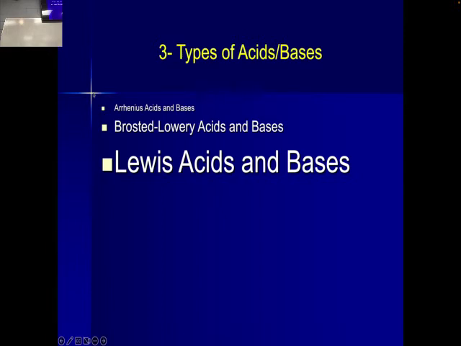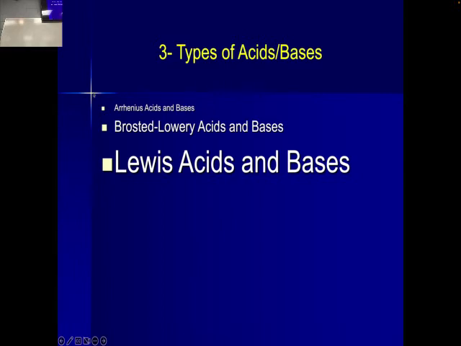Bronsted-Lowry expanded that a little bit. So basically the Bronsted-Lowry theory was anything that donates a proton, H+, is an acid, and anything that accepts a proton is a base. Okay, we'll see some examples on the board in a minute. So what's the focus of the Bronsted-Lowry theory? The proton.